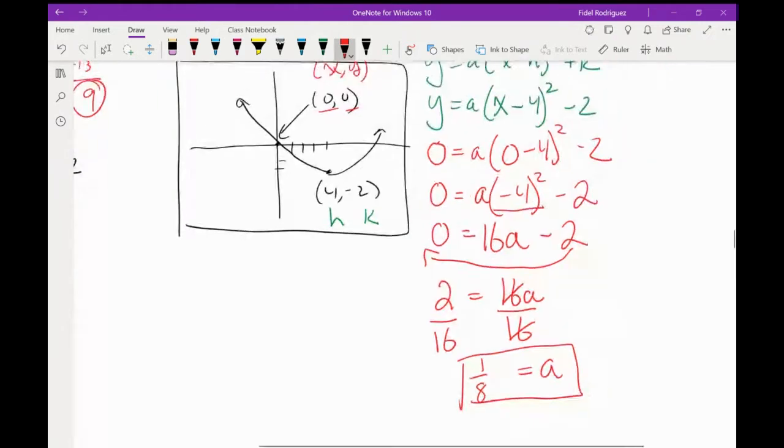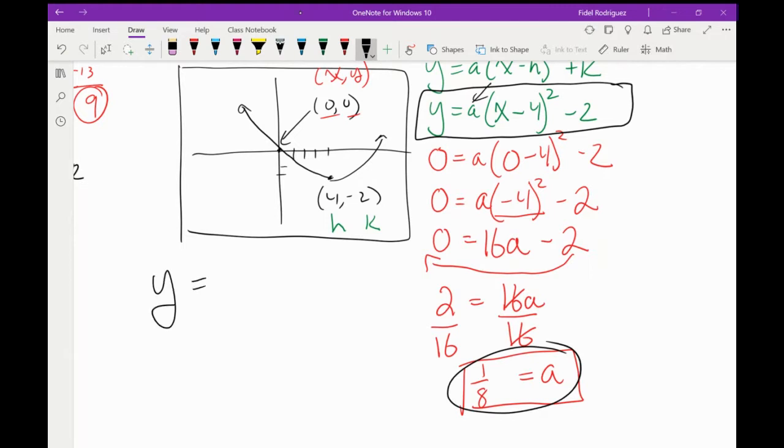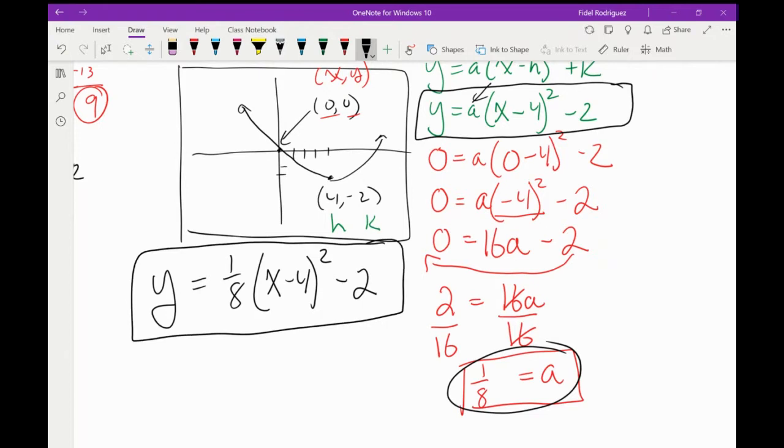Okay. So guys, now that we have that part, all I'm going to do is use this form right here, and where the a used to be, we plug in 1/8. So y equals 1/8 (x minus 4) squared minus 2. Remember we said the graph is opening upward, so my number a is going to be greater than 0 because it's positive, right? That's what bigger than 0 means.